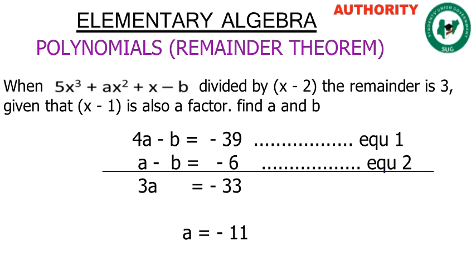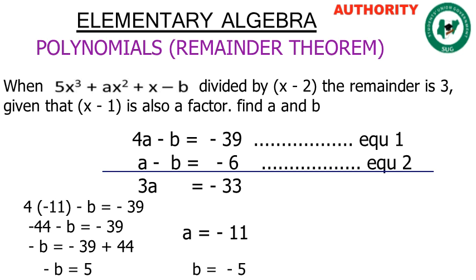We have equation 1, 4a minus b is equal to minus 39. But you remember we've just gotten a value for a, and the value for a is minus 11. So we're going to replace a with minus 11. In this equation, we're going to have 4, open bracket, minus 11, minus b is equal to minus 39. So we're going to have 4 times minus 11 will give us minus 44, minus b is equal to minus 39.